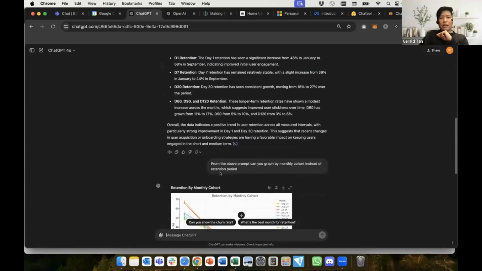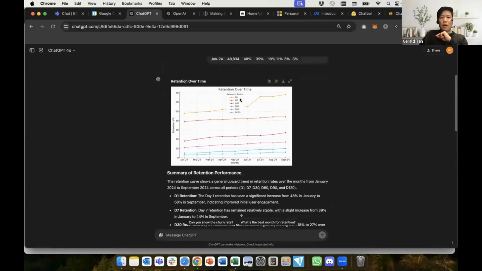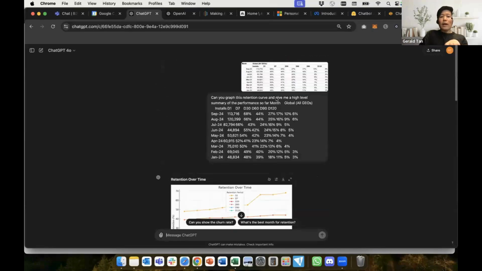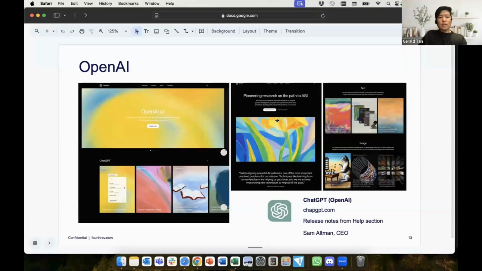So I prompted it again to say, hey, can you make it by monthly cohort instead of retention period? Because it's showing me by retention period. And then it plots a really nice looking curve for me. This is exactly what I expect. All I did was 5 minutes of work, right? So it will never substitute me as a PM because I know what to ask.